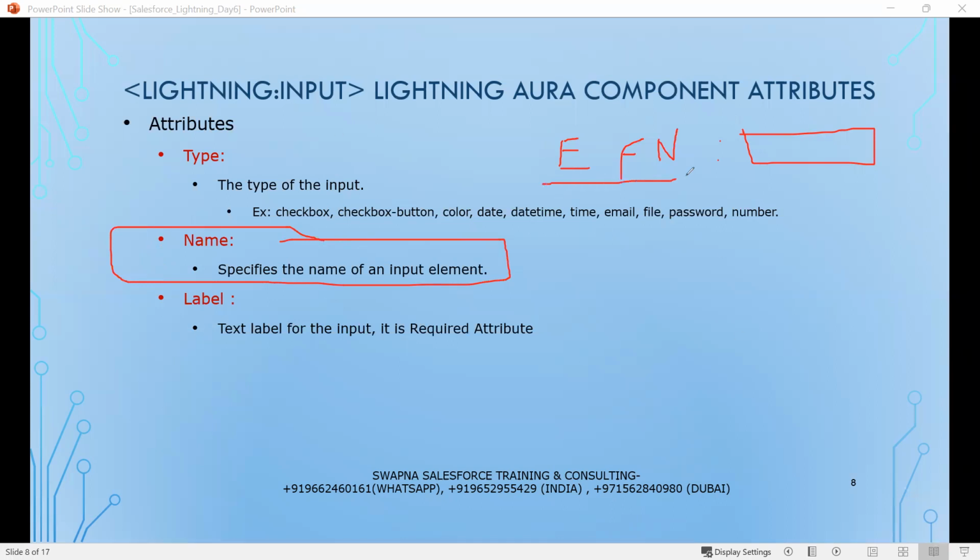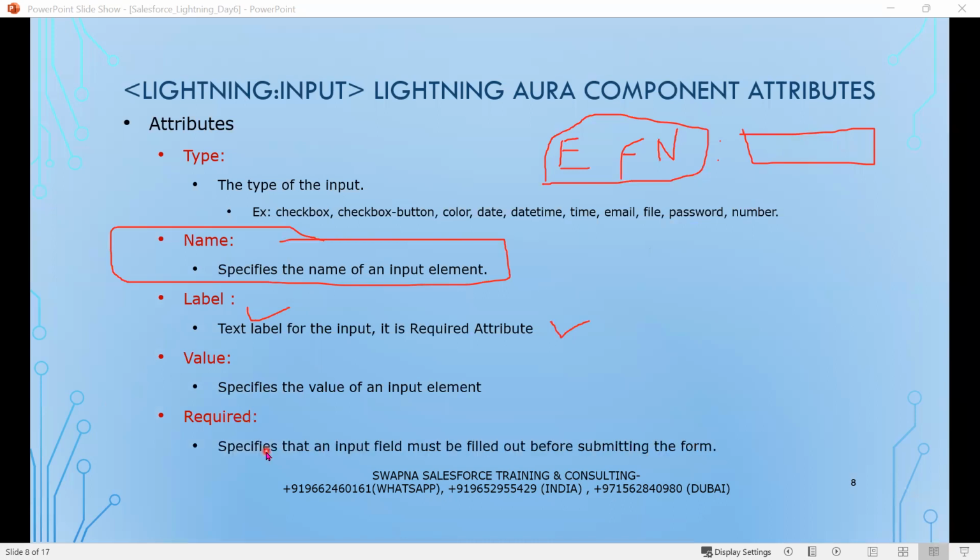So what label are we giving here? That is decided by label, the text label for the input. For this lightning:input, label is a required attribute. Only one attribute is required, which is the label attribute. And the next one: in case you want to specify a value that is shown by default, use the value field.